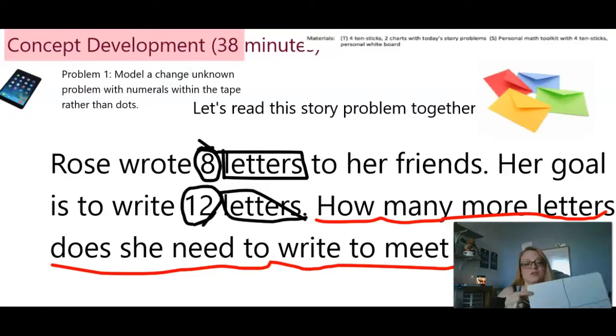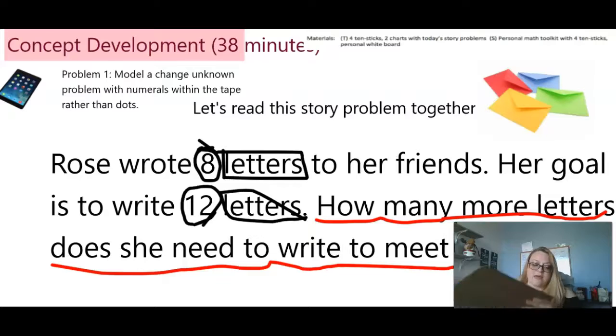So in my first box, we are going to write our important information. That's our numbers. So she wrote 8 letters.